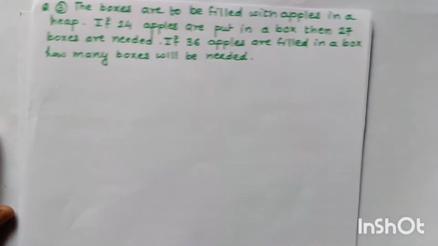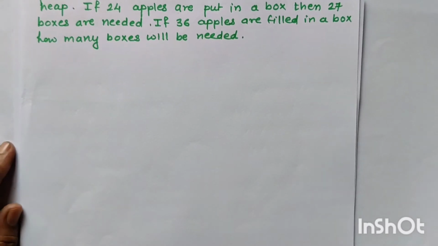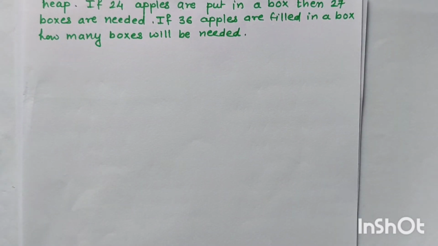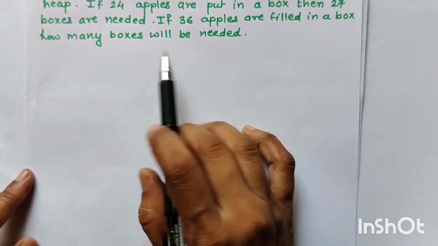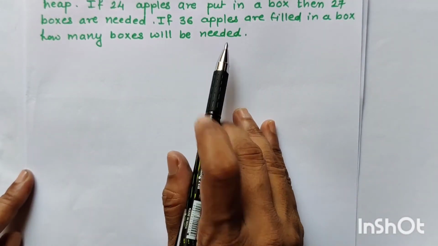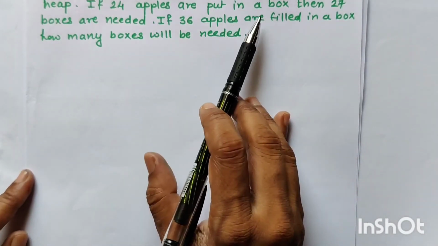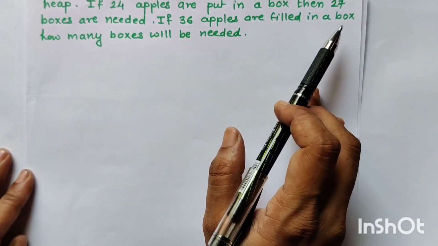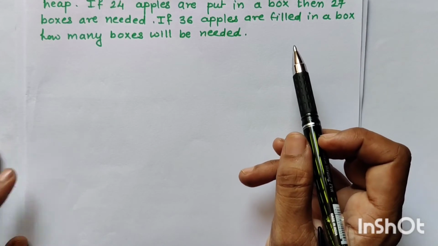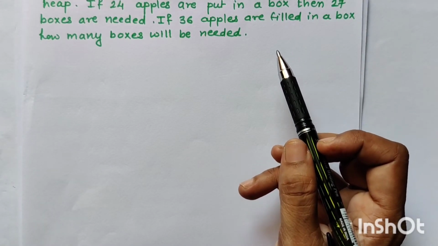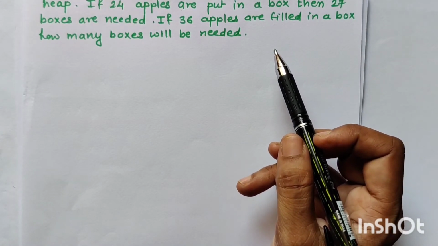Now let us see question number 3. The boxes are to be filled with apples in a heap. If 24 apples are put in a box, then 27 boxes are needed, and if 36 apples are filled in a box, how many boxes will be needed? For 24 apples, 27 boxes are needed. So for 36 apples, how many boxes will we require? We have to find it out. So let us see.